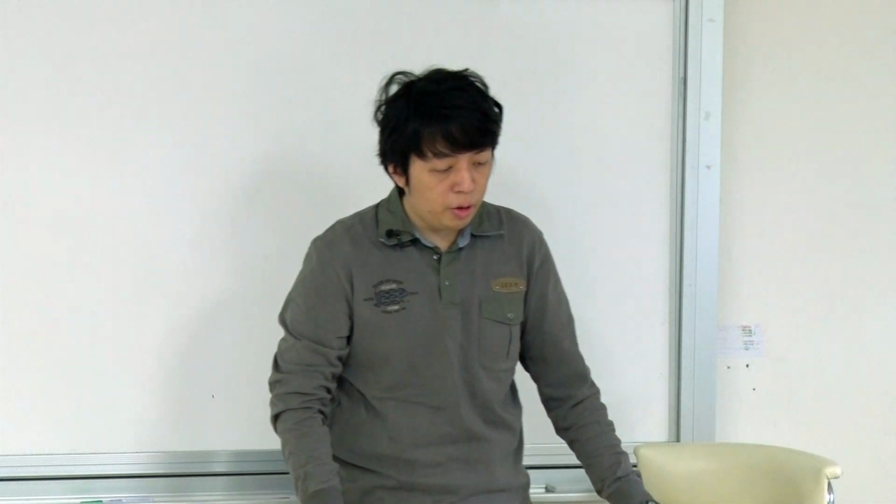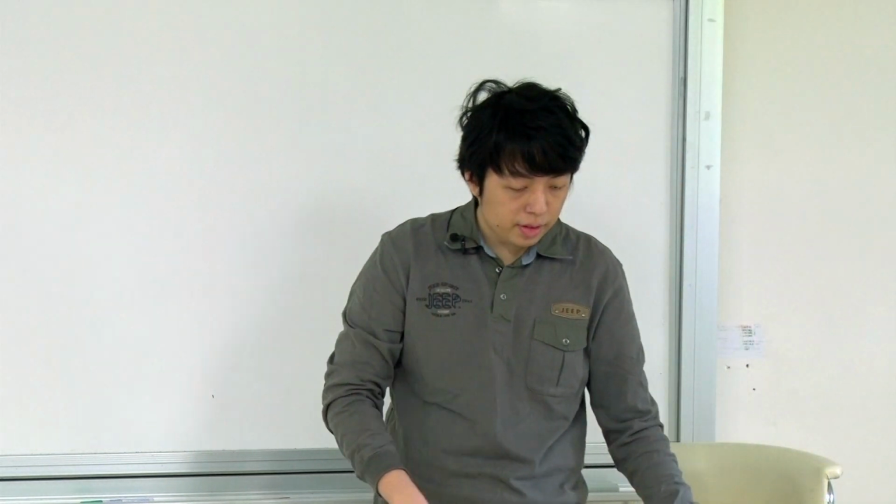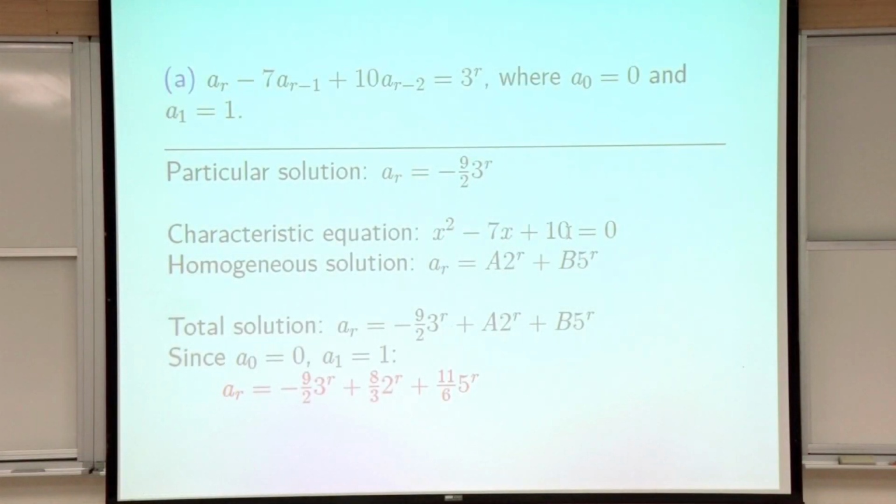And next, we want to get a homogeneous solution. To get it, first we have to get a characteristic equation, which is x squared minus 7x plus 10 equals 0. Solving the characteristic equation, we get x equal to 2 or 5. So the homogeneous solution is something times 2 to the power r plus something times 5 to the power r. So we get the total solution a_r as the sum of the particular solution and homogeneous solution.